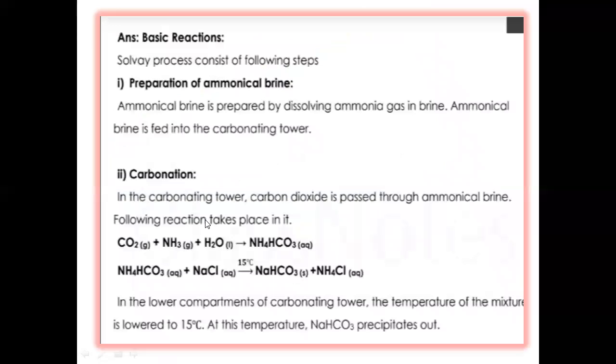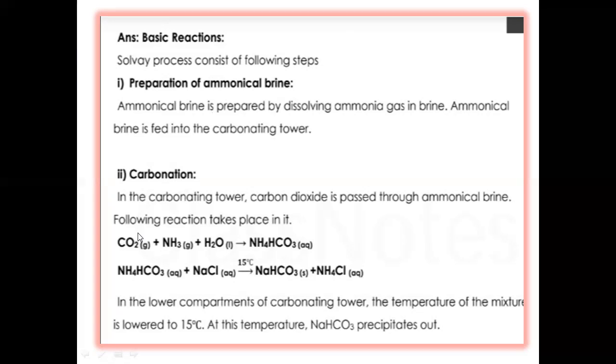Then what are the basic reactions of the Solvay process? The Solvay process consists of the following steps. The first step is preparation of ammoniacal brine. Ammoniacal brine is prepared by dissolving ammonia gas in brine. Brine, I told you, is the concentrated solution of sodium chloride. Ammoniacal brine is fed into the carbonating tower. When ammonia and brine are mixed together, they are passed through the carbonating tower. What happens in the carbonating tower? In the carbonating tower, carbonation takes place. What is carbonation? Carbonation means carbon dioxide gas is passed through this ammoniacal brine.